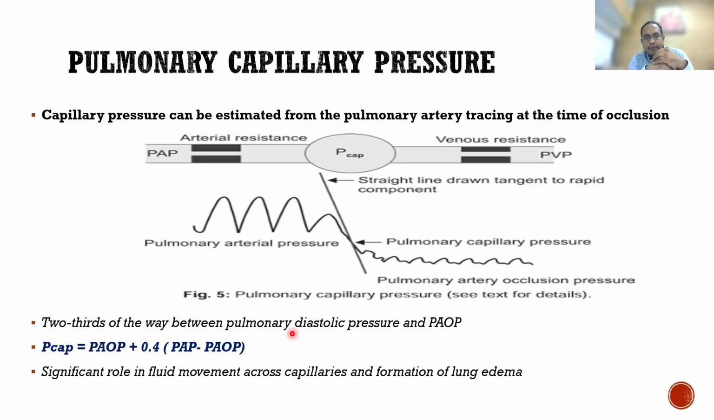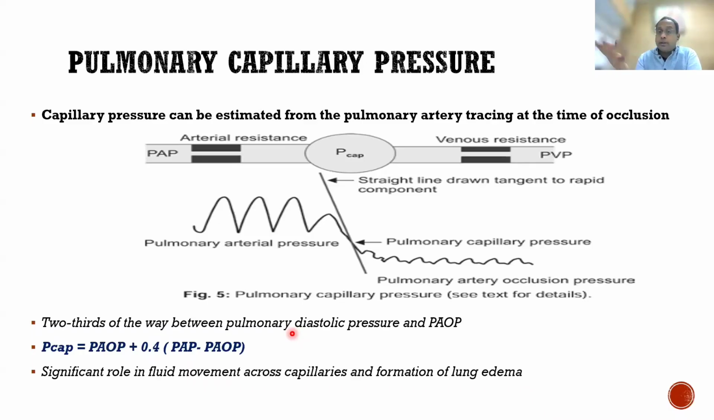So what they do is that a straight line is drawn tangent to the rapid component of the descent of pulmonary artery pressure to the pulmonary artery effluent pressure when the balloon was inflated. And two-thirds of the way between pulmonary diastolic pressure and the pulmonary artery effluent pressure was taken as the pulmonary capillary pressure.